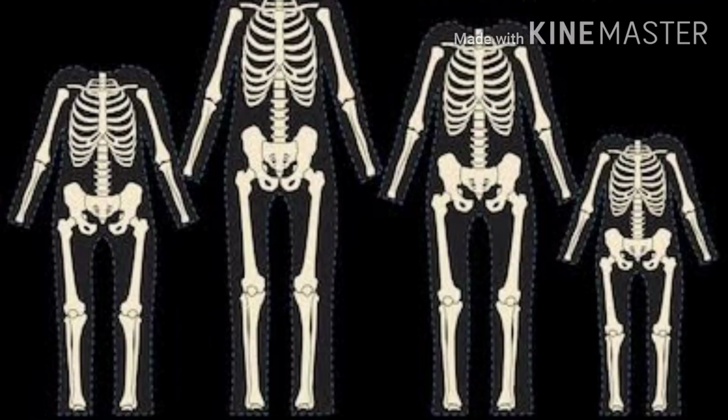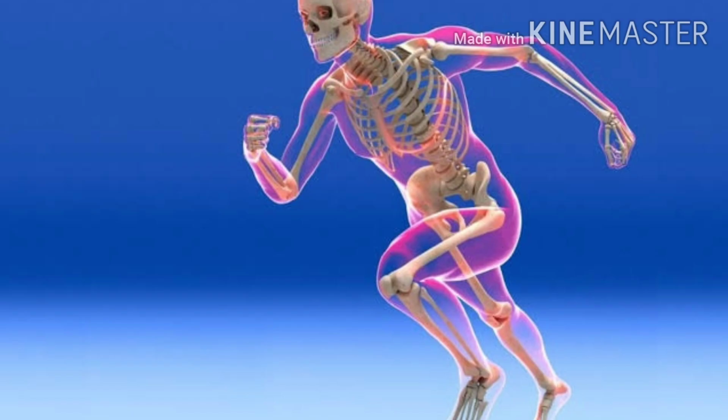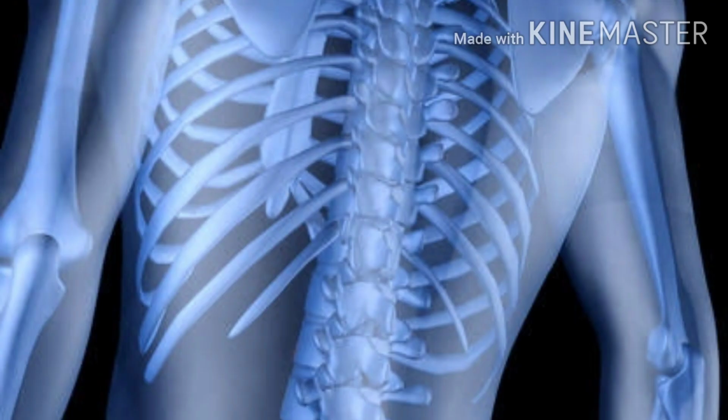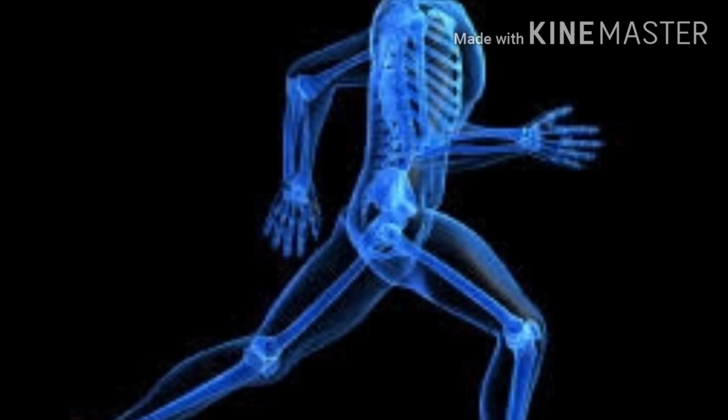206 bones are present in adults and up to 300 bones are present in children, and these bones are attached to each other by cartilage, tendons and ligaments, and then they form a system, and this system is called the skeleton system. Before watching the main video, we learn about the parts of the skeleton system.